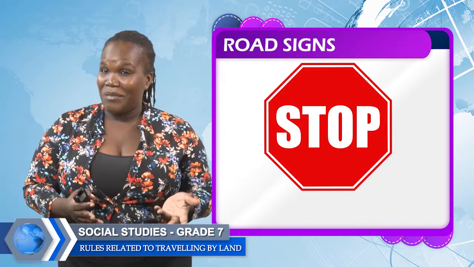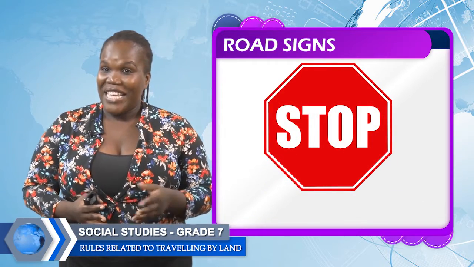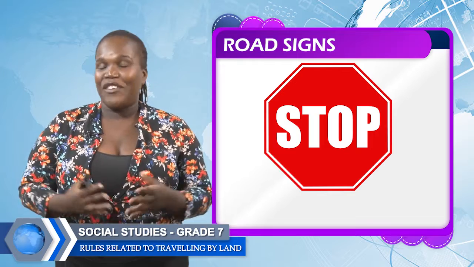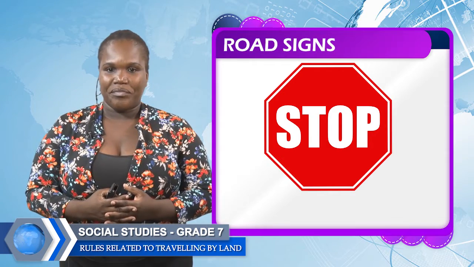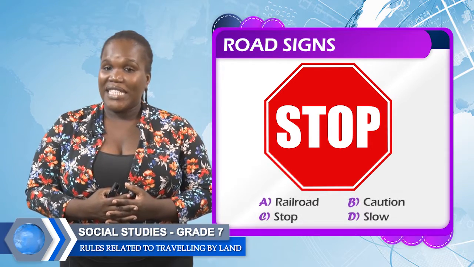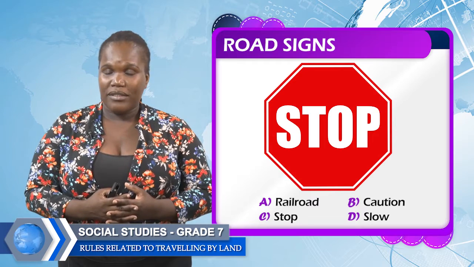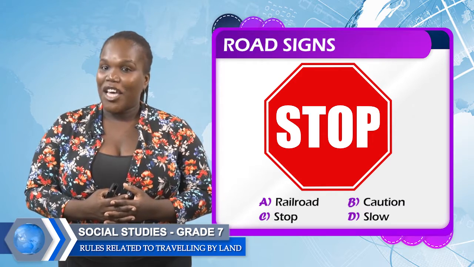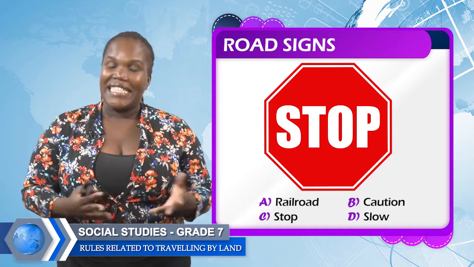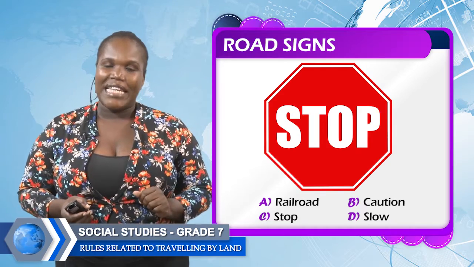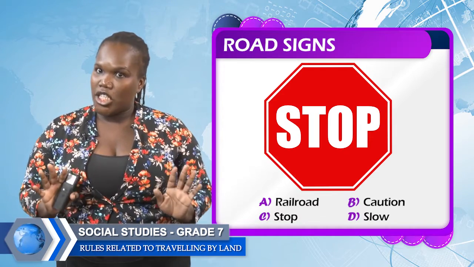Have you seen this symbol before? If you have, let's see if we know what it represents. Is it saying A, railroad? B, caution? C, stop? D, is it saying slow down?